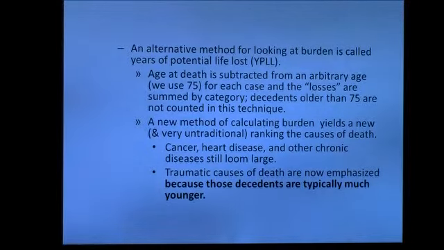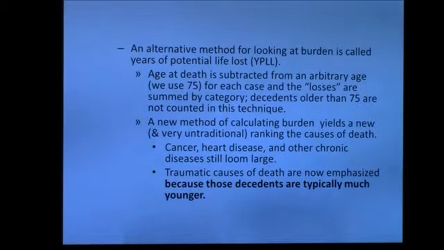But we can go a little further than that. An alternative method for looking at burden is called years of potential life lost. We simply subtract the age of death from an arbitrary number. We use 75 here because the federal government also uses 75. And we strive to make our statistics comparable to theirs so we can measure our performance, or status, I should say.